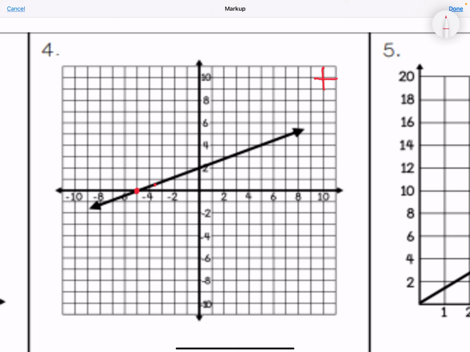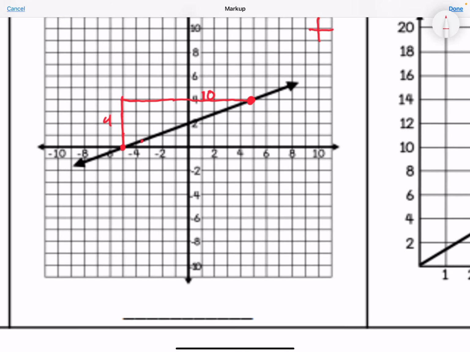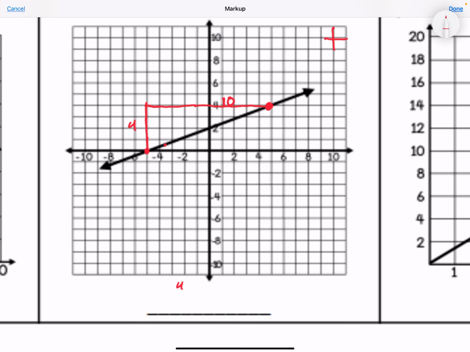So I can do that one, then I can come all the way up here and I can choose that point. My rise, I go up 1, 2, 3, 4. My run is 1, 2, 3, 4, 5, 6, 7, 8, 9, 10. So my run is 10. So the slope is 4 over 10, which reduces to 2 over 5.